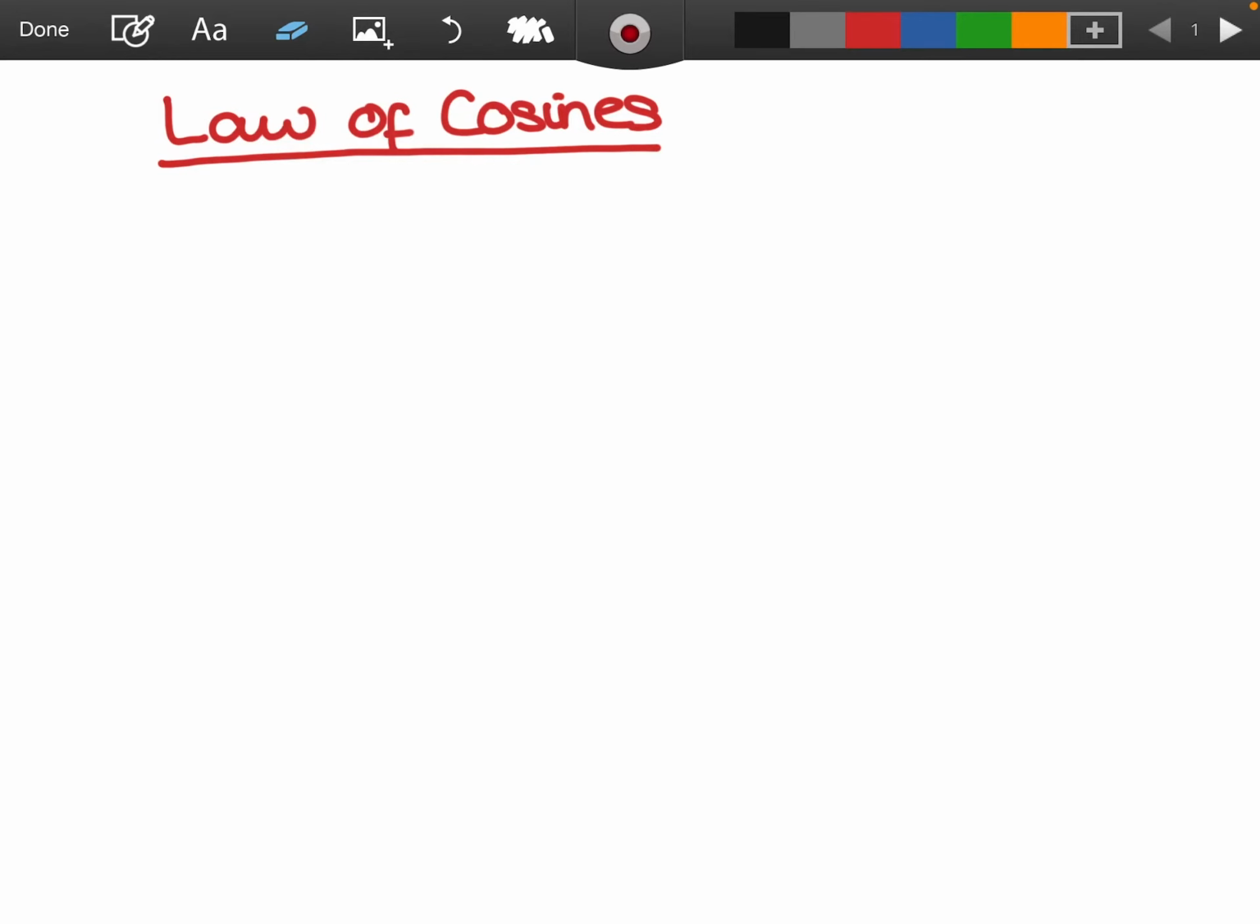In today's video, we're going to look at the law of cosines. So in our last couple of videos, we have been studying the law of sines, which gave us this equation that we could use in order to solve any triangle. The problem is that it can only be used to solve certain types of triangle.